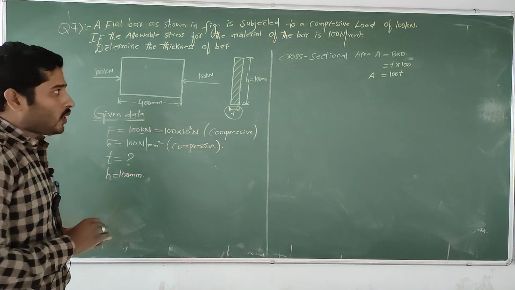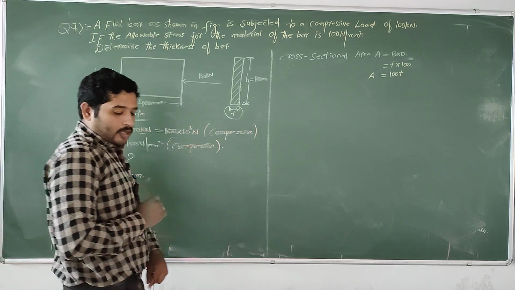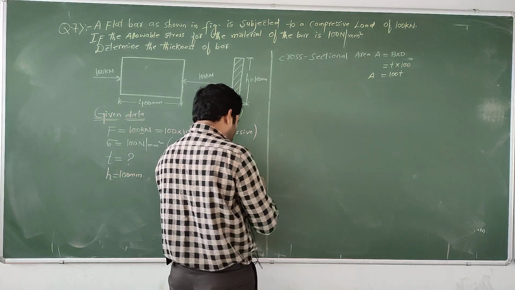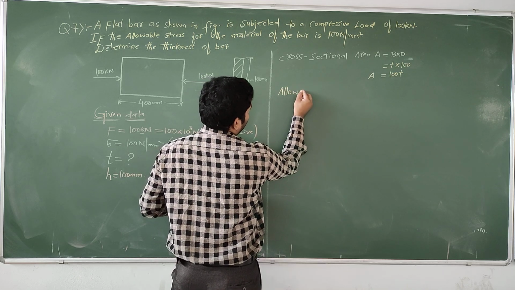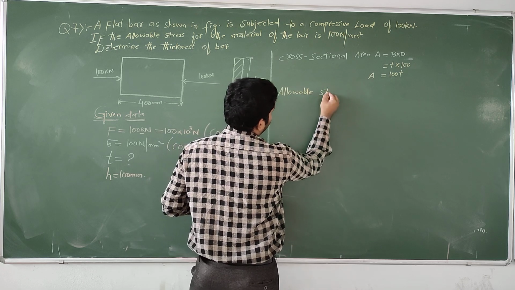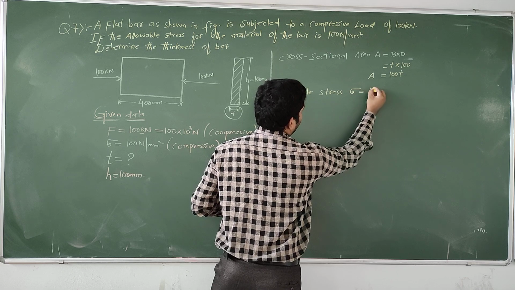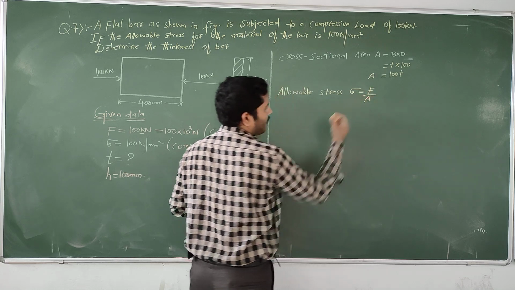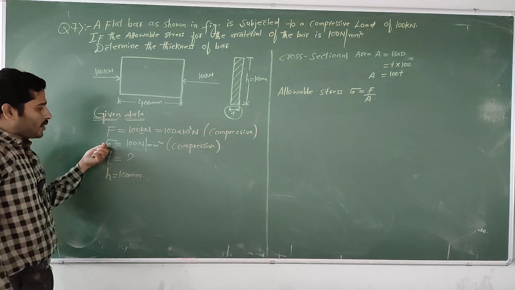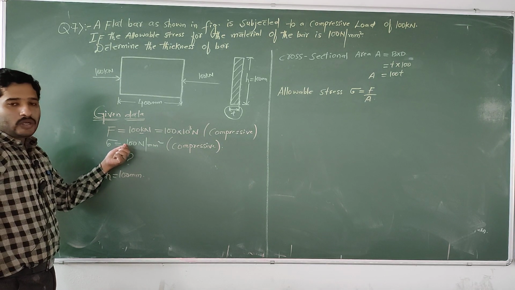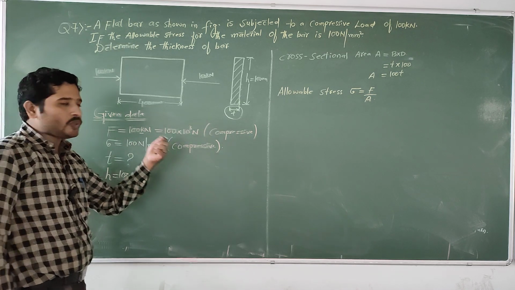Is it right? Actually, what we need to find out? We need to find out the thickness of the bar. So for the thickness of the bar, we have to use the allowable stress formula: allowable stress sigma equal to force per unit area. So allowable stress, how much is it given? The allowable stress is given as 100 Newton per mm square. How is the nature? The nature is compressive nature.